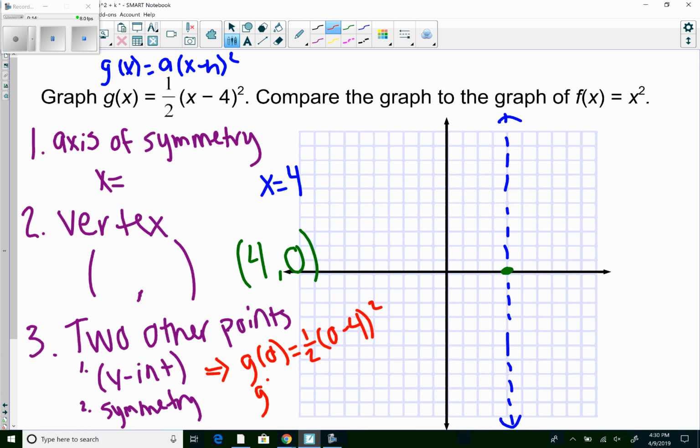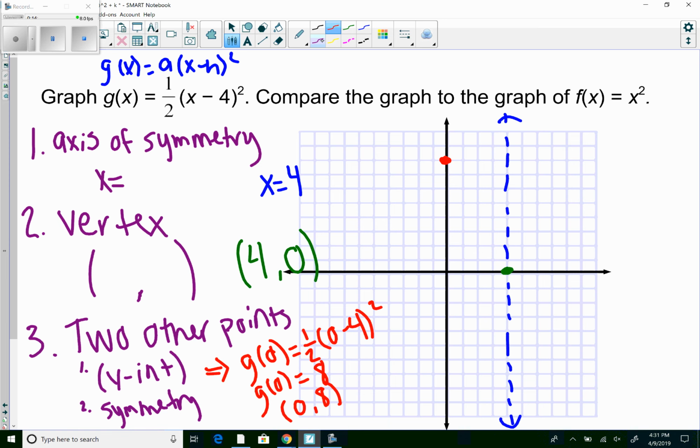So if we take 0 and plug it in, we've got 1/2 times (0 minus 4) squared. So g of 0 is going to be negative 4 squared. Negative 4 squared would be 16. Half of 16 would be 8. So you have a point at 8, 0. Or excuse me, 0, 8. 1, 2, 3, 4, 5, 6, 7, 8. Right here.